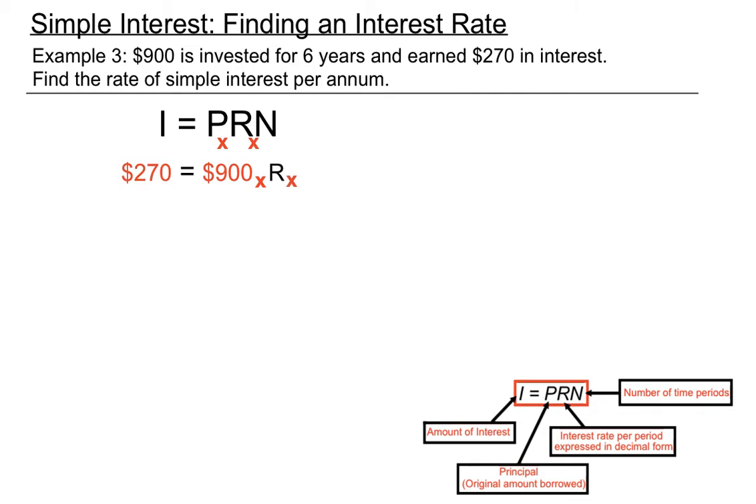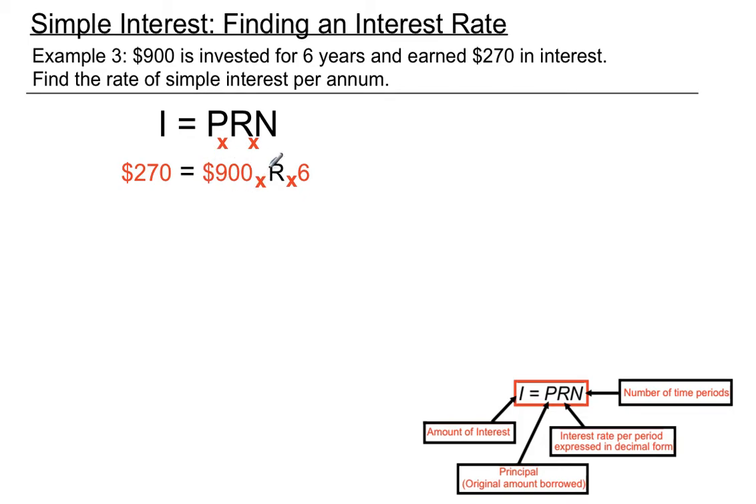And can you see a number of time periods there? 6 years, so we'll put the times 6 in. So we're just filling in the line underneath the formula with all the numbers that we have so far. Now, we need to find the interest rate on its own. So we'll need to move that $900 that's multiplying and that 6 that's multiplying. When you're solving equations, we'll solve this little equation and get R on its own here. When you're moving numbers, when you're solving equations, you have to do the opposite to both sides.